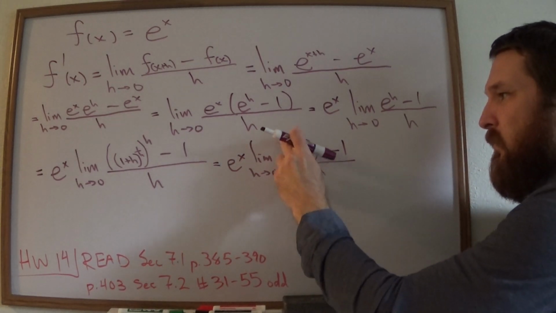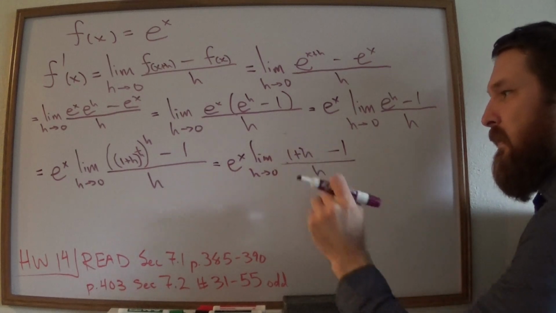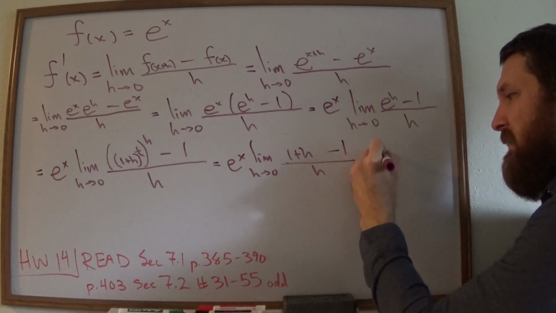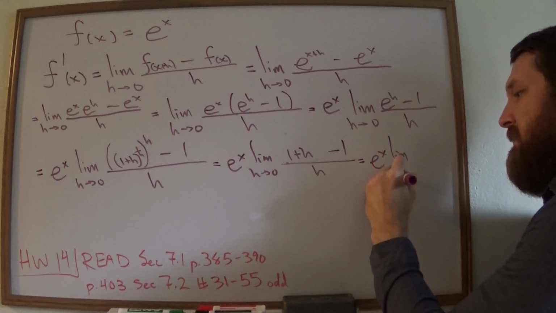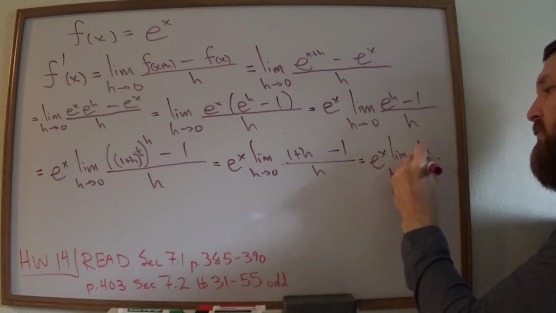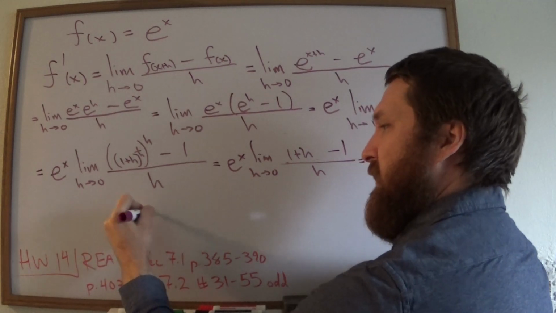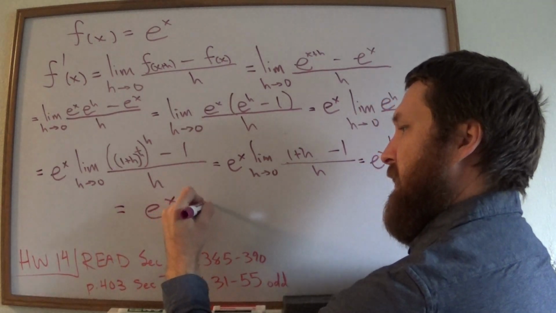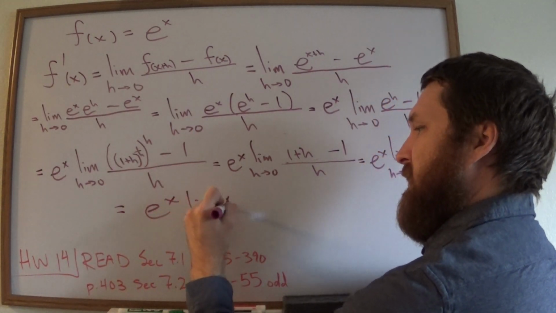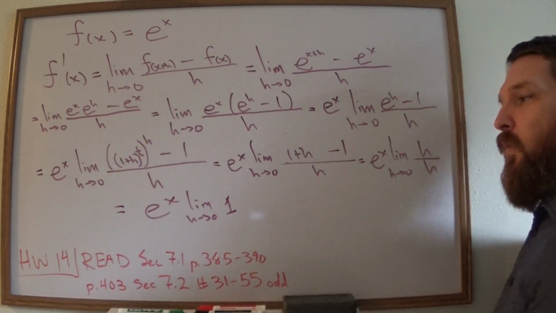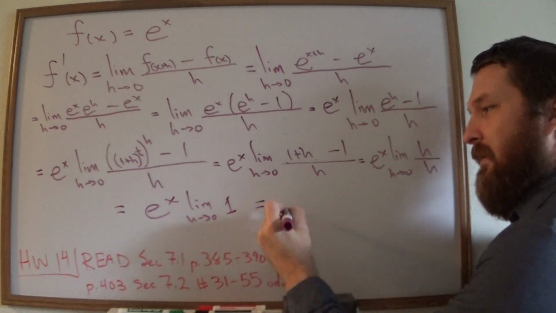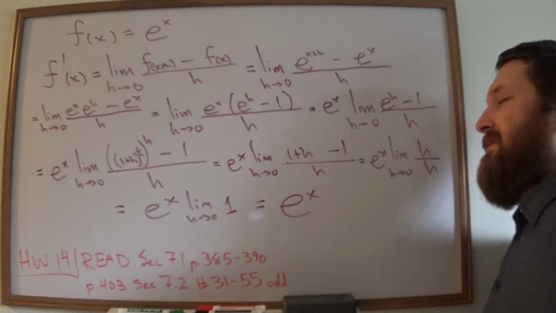No, okay, so then what does the numerator work out to? Just h, so we have e to the x times the limit as h goes to 0 of h over h. What's h over h? 1. It's just 1. So we have e to the x times the limit as h goes to 0 of the constant number 1. It's always 1, and therefore it's just e to the x.